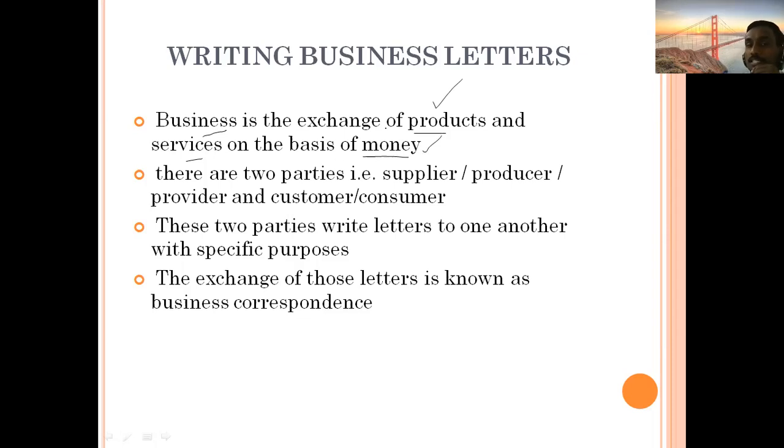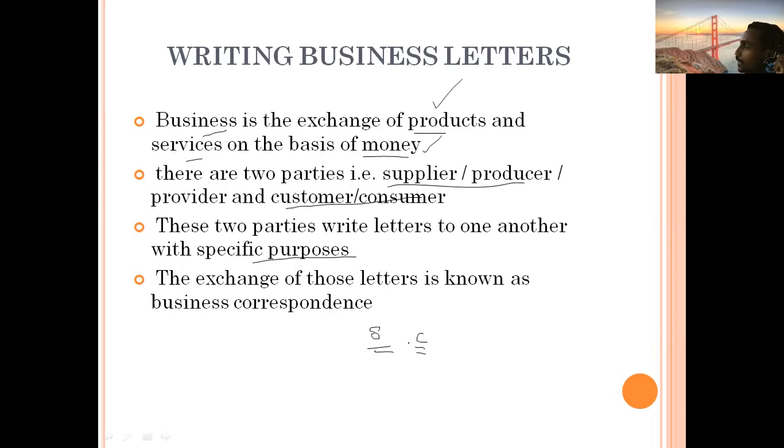So business is the exchange of products and services on the basis of money, and there are two parties. So which are these two parties? One is supplier, one is provider, or it can be customer and consumer. So in this way we are part of this business. These two parties write letters to one another with specific purposes. So which two parties? One is supplier and another one is consumer.